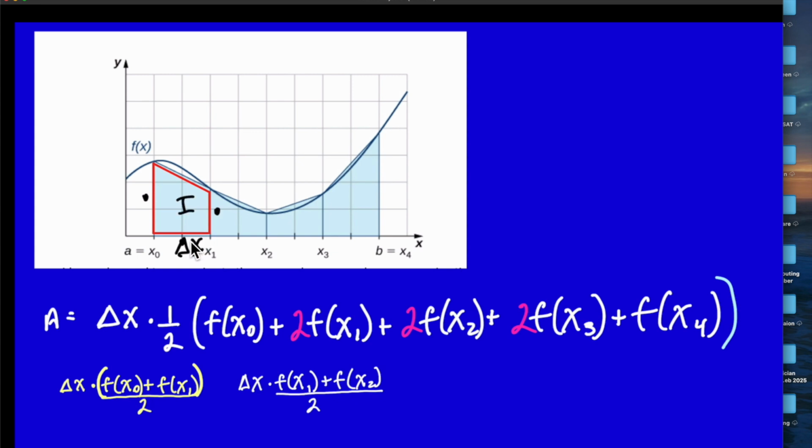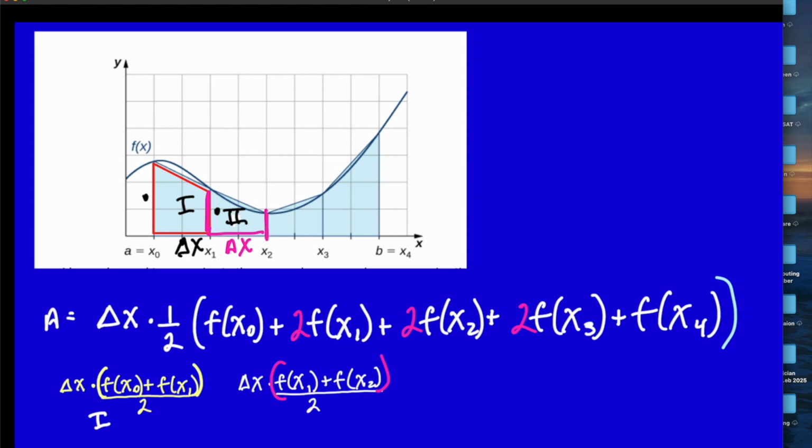So here, if we look at this first trapezoid down here, here's the formula for trapezoid number 1. We're going to have the average of these 2 distances, that's f of x sub 0 plus f of x sub 1 divided by 2 times delta x. Now, as we move to trapezoid number 2, let's look at its formula. We see that it's going to be the average of f of x sub 1 and f of x sub 2 times delta x. So here it is.